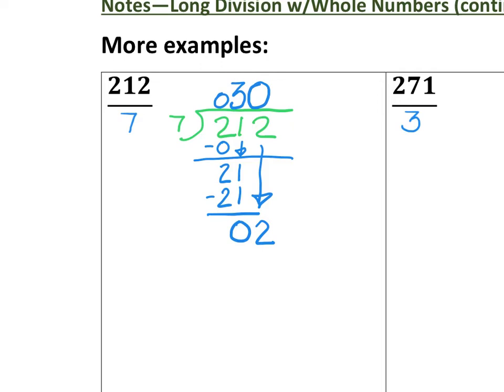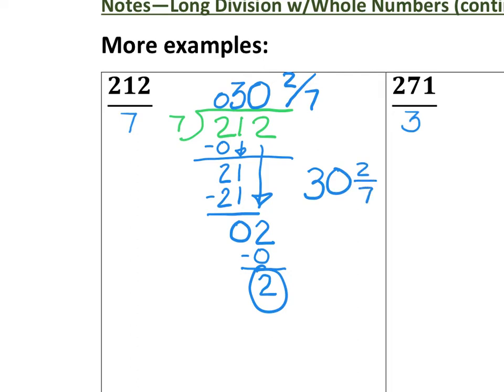So 0 times 7 is 0. I subtract, I get 2. There's not another number to bring down, so my remainder is 2. And I'm going to write it as a fraction. 2 is what's left of my dividend. 7 is my divisor. I'm going to bring that final answer over here, 30 and 2 sevenths.